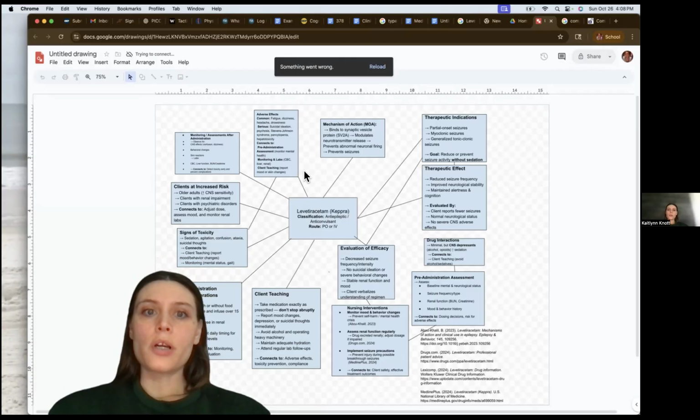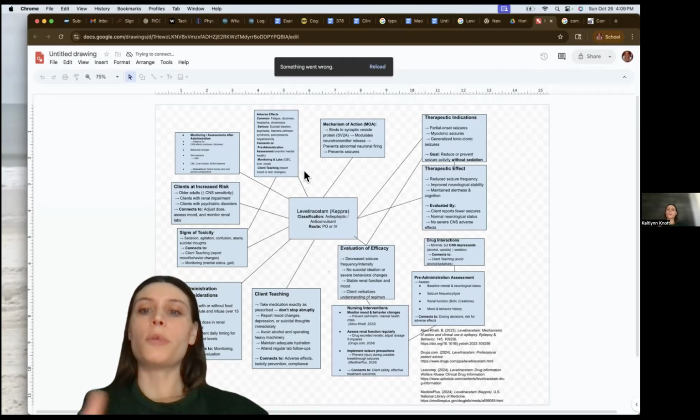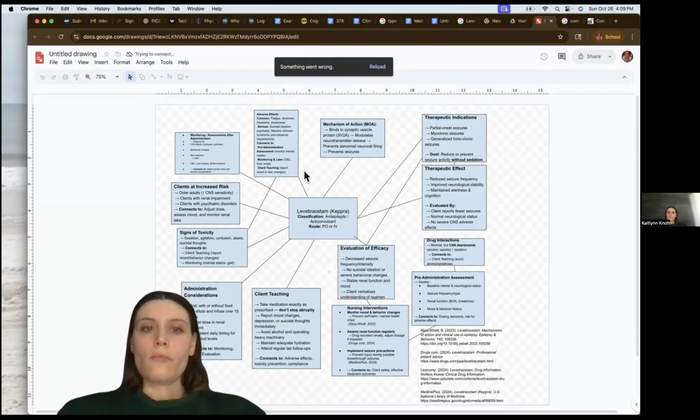And then some pre-administration assessments are going to be to monitor mental health status, the CBC, the liver, the renal lab tests, which are going to be that BUN and that creatinine lab test, and then just the client teaching, reporting any mood or skin changes, stuff like that. So then from there, we're going to jump back down here to the nursing interventions.